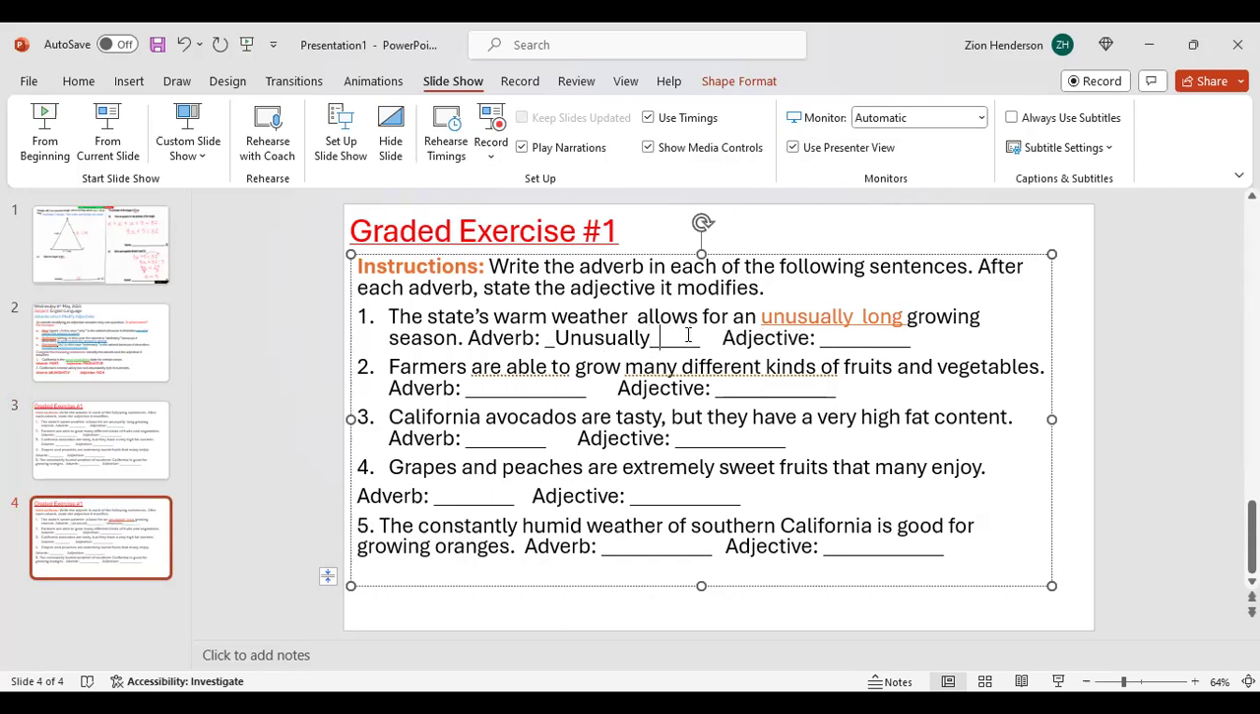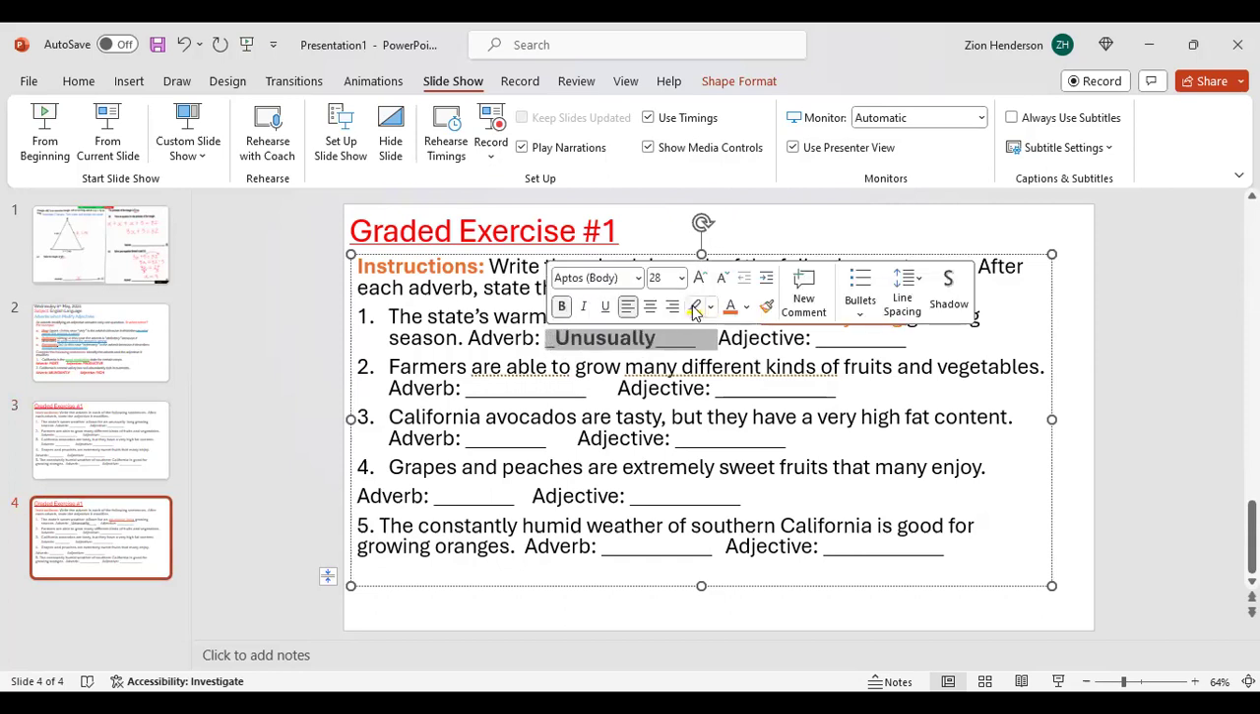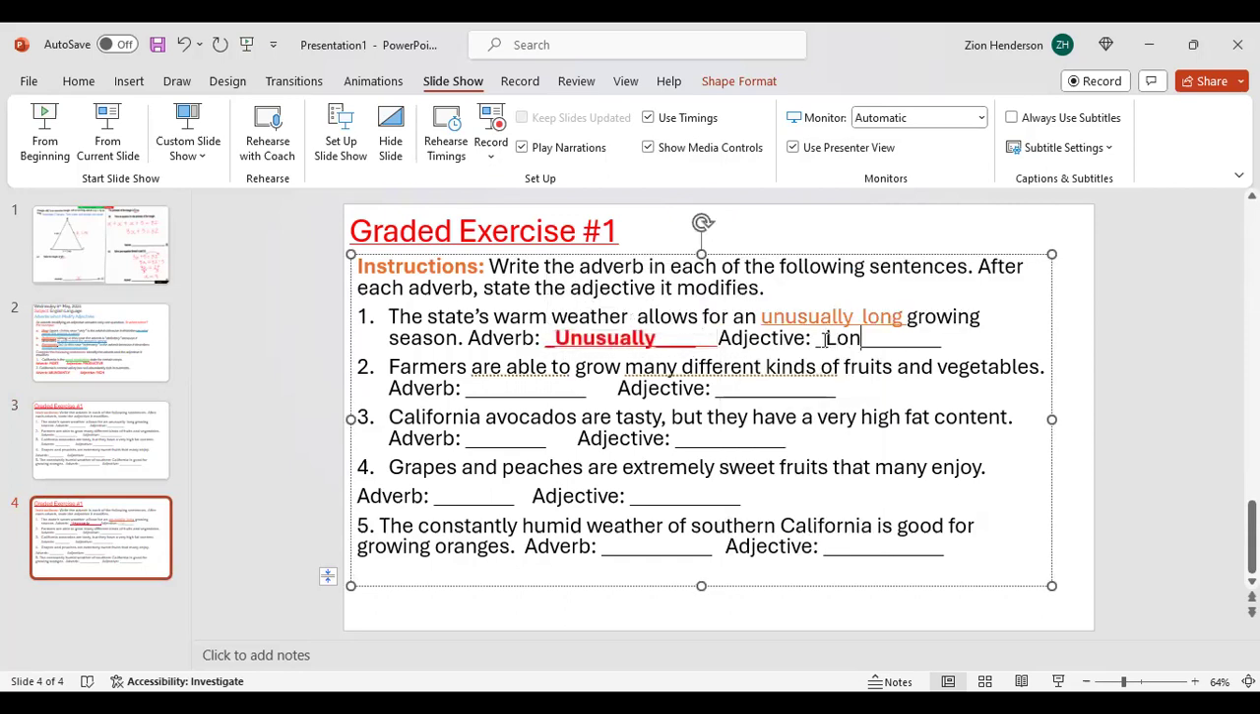Because it answers the question of what? To what extent? Very good. To what extent? So unusually, and then long.